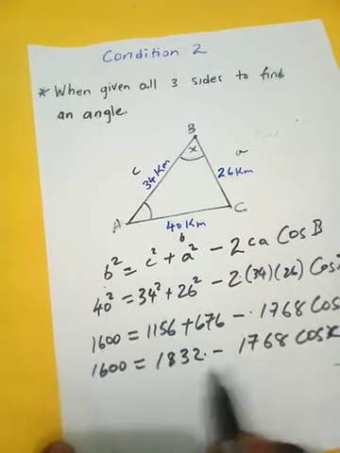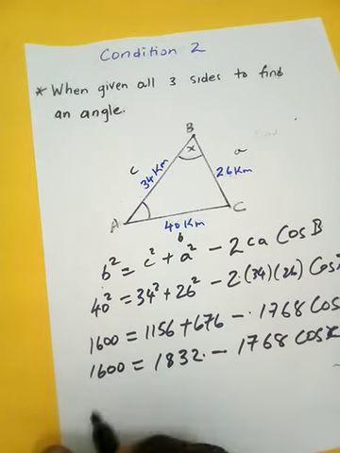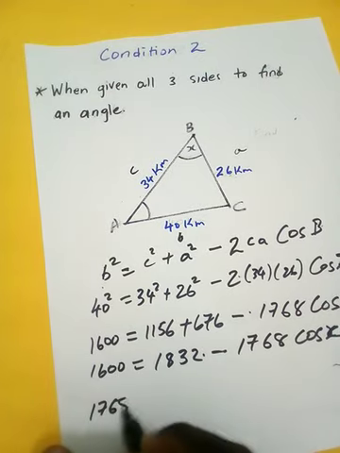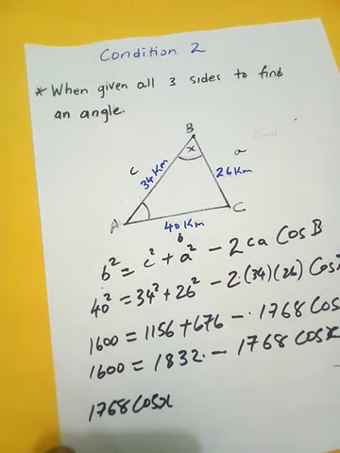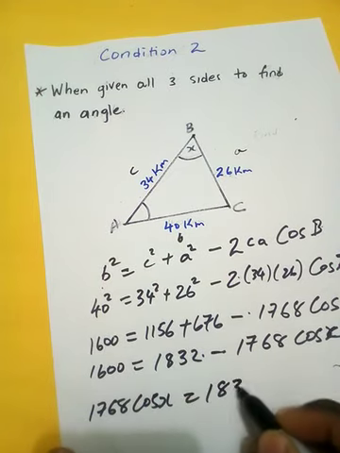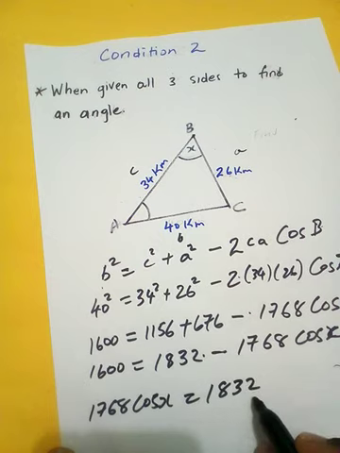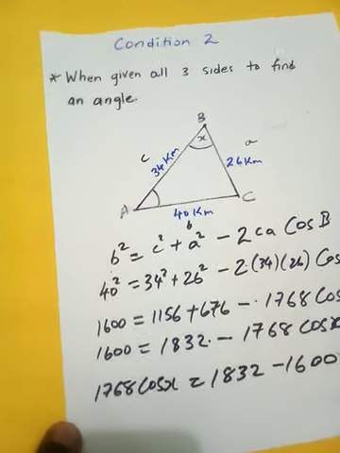So this negative, let's pretend it's like 2x is there. When it comes over, it'll be positive 1768 cos x, because the aim of algebra is to get the variable on one side by itself. The 1832 was not transposed, so it remained on the right. Then we transpose the 1600, and that's how the equation is rewritten.